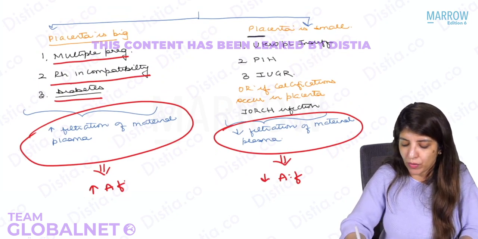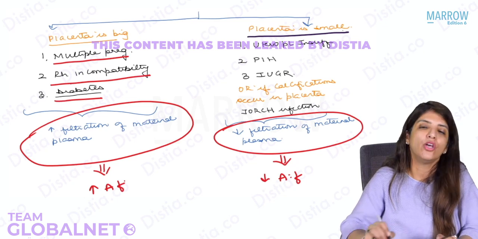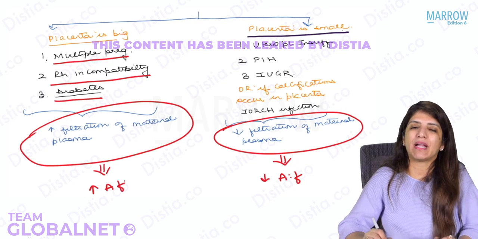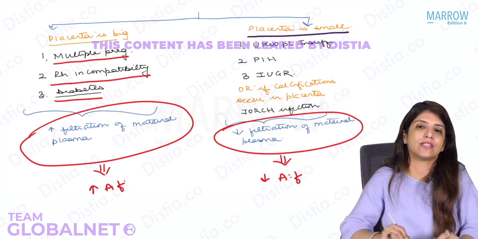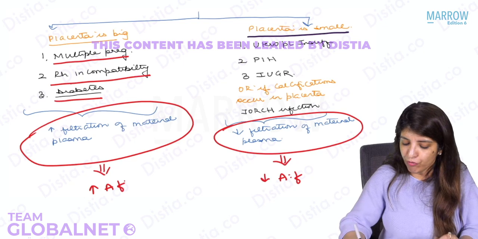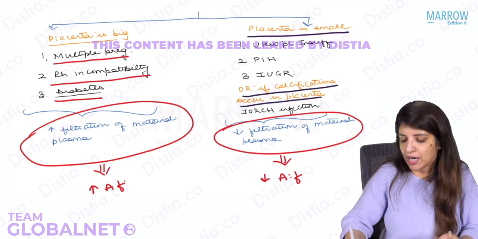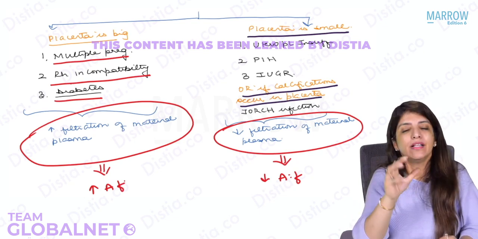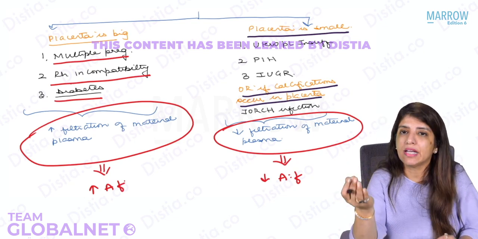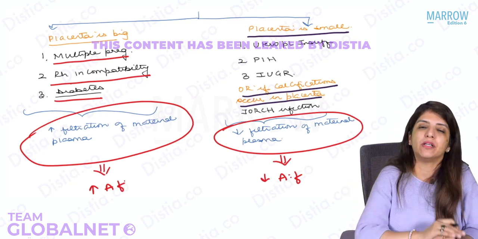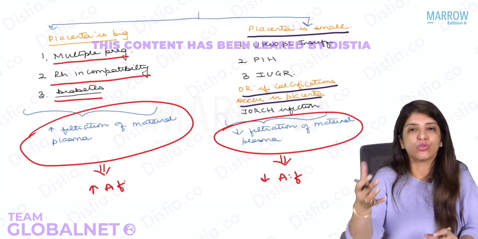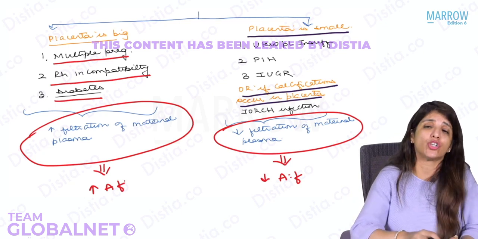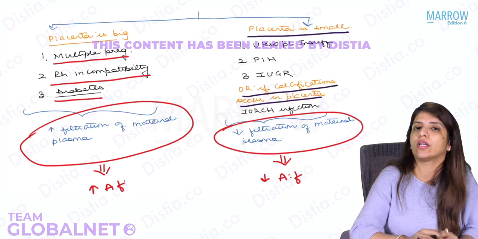One thing I told you is that whenever you get a small placenta, you are going to get decreased amniotic fluid. Now, it is not necessary that the placenta has to be small to decrease the amniotic fluid. Even if placental calcifications are present, right? If the placenta is calcified, that also leads to a decrease in filtration of the maternal plasma.